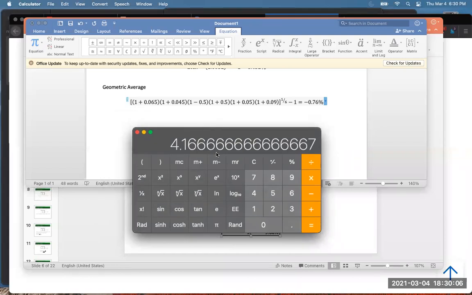Quite a difference. Annualized return of 4.17 if you're doing an arithmetic average, whereas if you're doing a geometric or compound annual rate, you're down slightly. Minus 76 basis point return per year during that time period. It's a bit of a mistake.